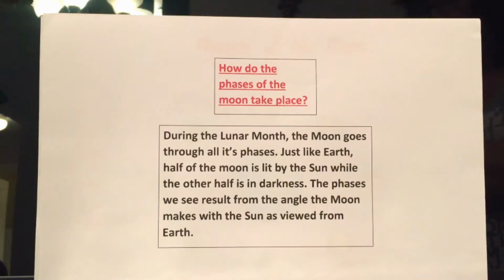How do the phases of the moon take place? During the lunar month, the moon goes through all of its phases. Just like Earth, half of the moon is lit by the sun, while the other half is in darkness. The phases we see result from the angle the moon makes with the sun as viewed from Earth.